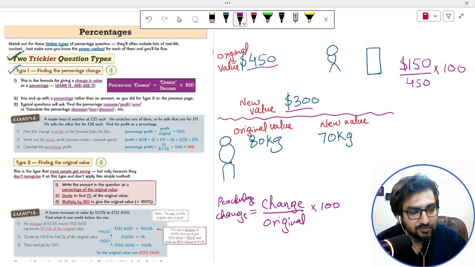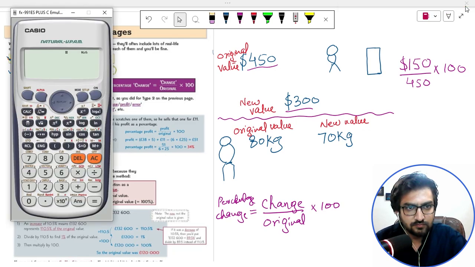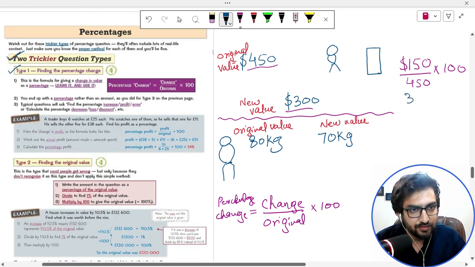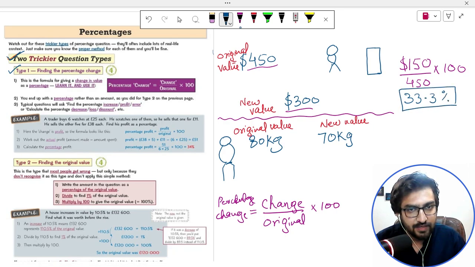Now let's substitute and solve it. 150 times 100 divided by 450. Let's solve it on the calculator. 150 times 100, divided by 450. So it means 33.3%. He lost 33.3%. When he bought this mobile phone and sold it, he lost 33% of his money, right? So this is how you calculate the percentage.